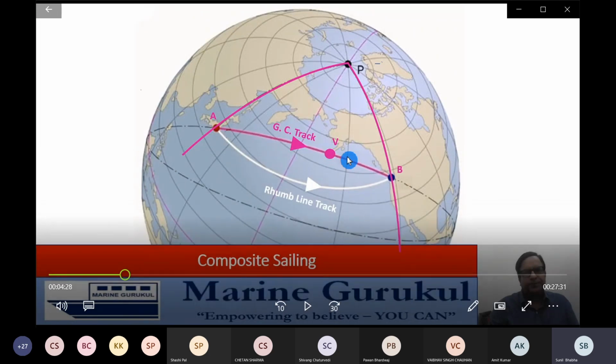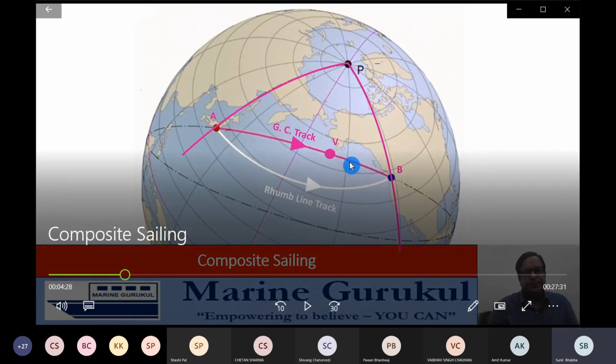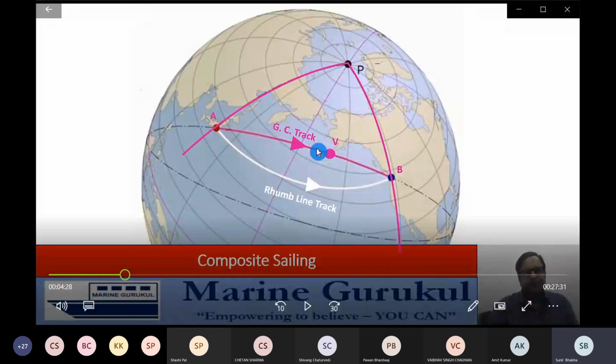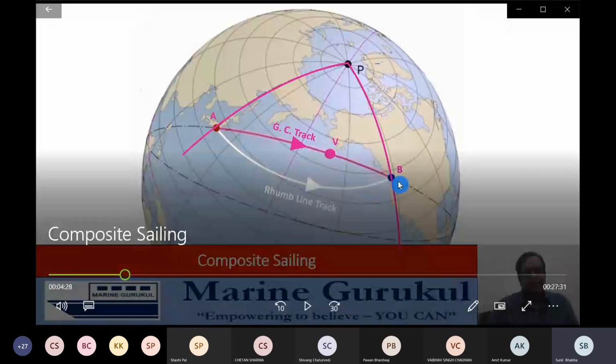There could be a danger of ice present in that area. So this is the danger in great circle sailing. Now we want to avoid these high latitudes. So to avoid them, we will now see the concept of composite sailing. So the rhumb line track is shown here, the great circle track is shown here.